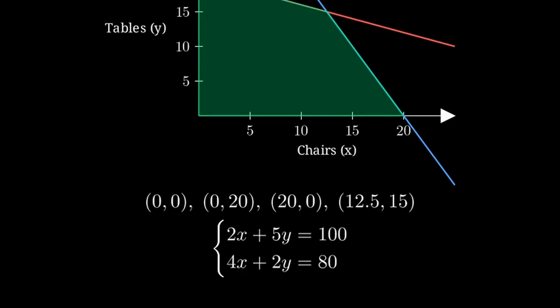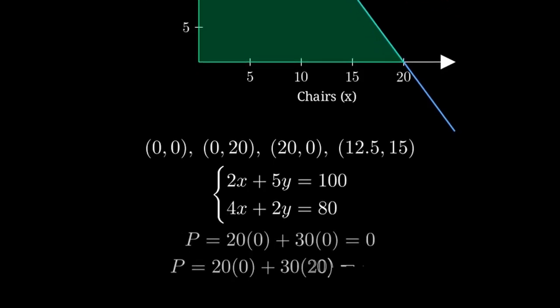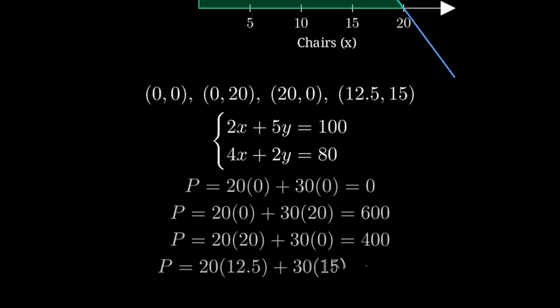Now, we evaluate profit at each corner. At (0, 0), profit is 0. At (0, 20), profit is 600. At (20, 0), profit is 400. At (12.5, 15), profit is 700.